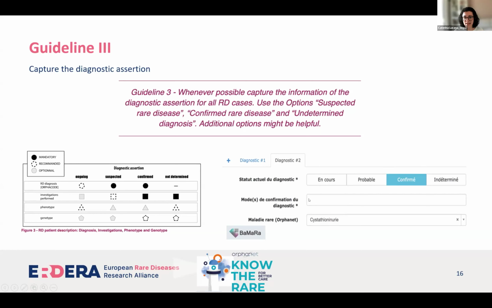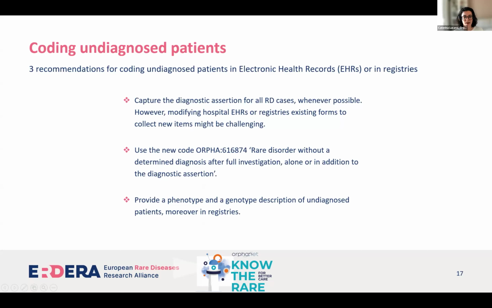So, and then they can enter the mode of confirmation, and then they can enter what is the disease. So here it is based on the ORFA code. For example, they can put the name of the disease, and the patient will be coded directly with that ORFA code. A very brief note on coding undiagnosed patients.